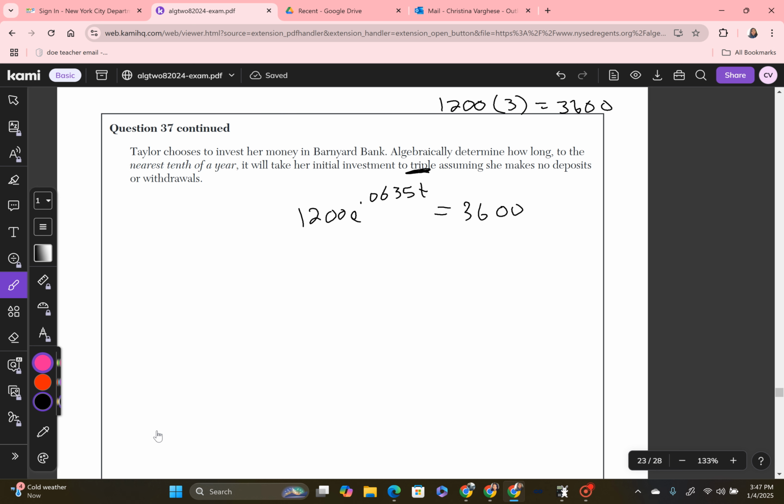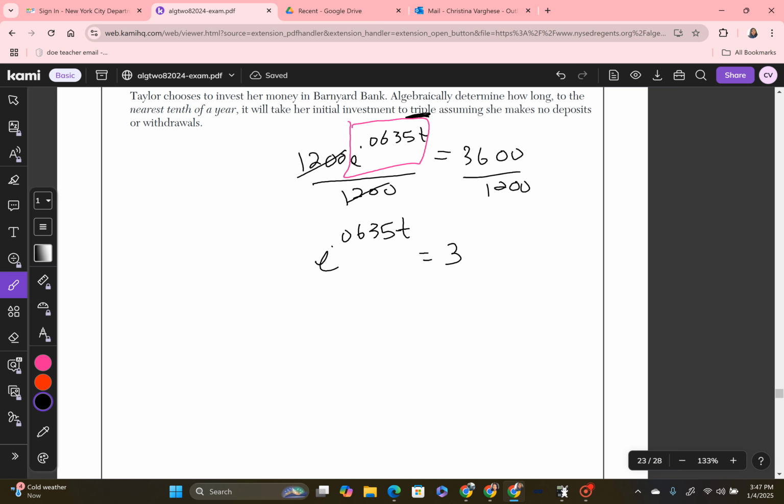We want to get, just like before, our weird thing by itself. This is our weird thing. How do we get rid of the 1200? Divide both sides by 1200. Okay, this cancels out. So we get e to the 0.0635t is equal to 3. Can you tell it's getting near the end? Okay, my handwriting is getting very sloppy.